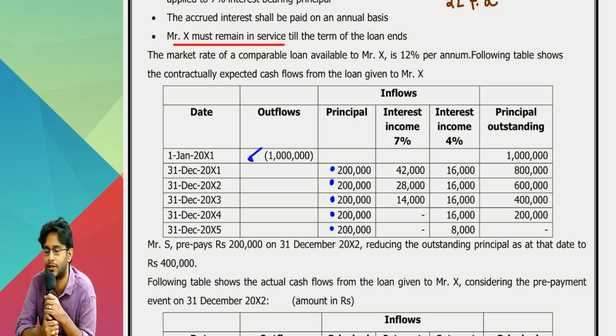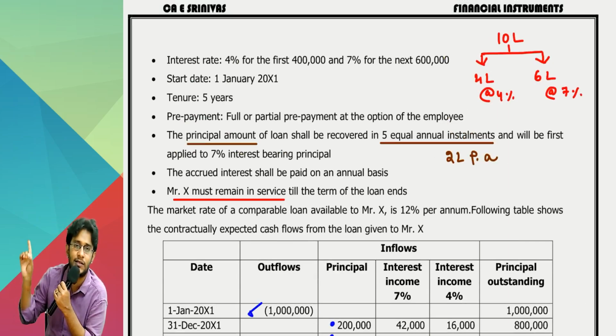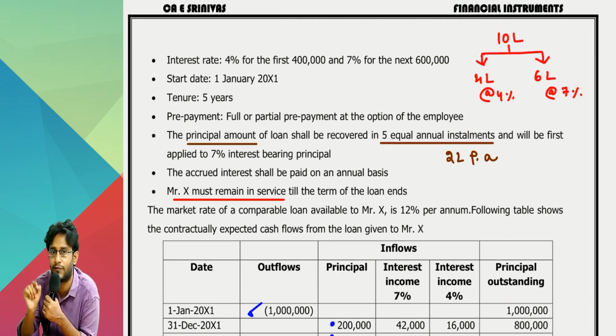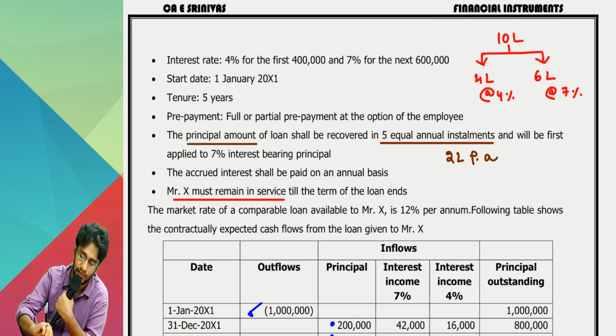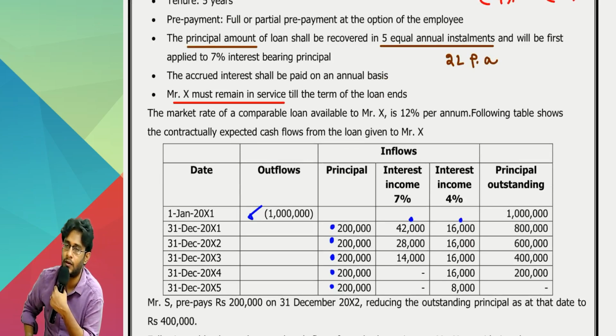On the 10 lakhs, how much interest do we have to pay? 4 lakhs means 4%, 6 lakhs means 7%. 6 lakhs at 7% is 42,000. 4 lakhs at 4% is 16,000. 42 plus 16 is 58,000. So 2,58,000 in the first year.